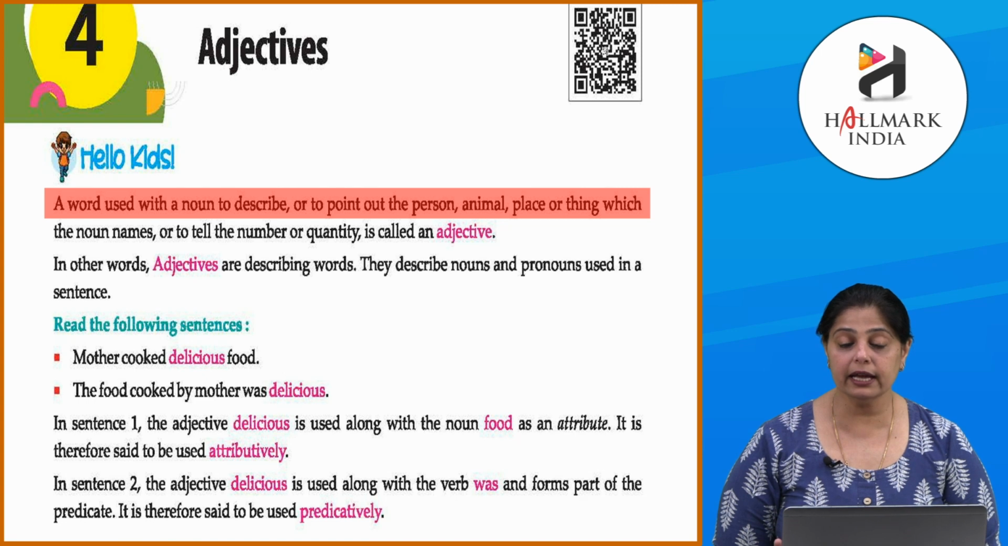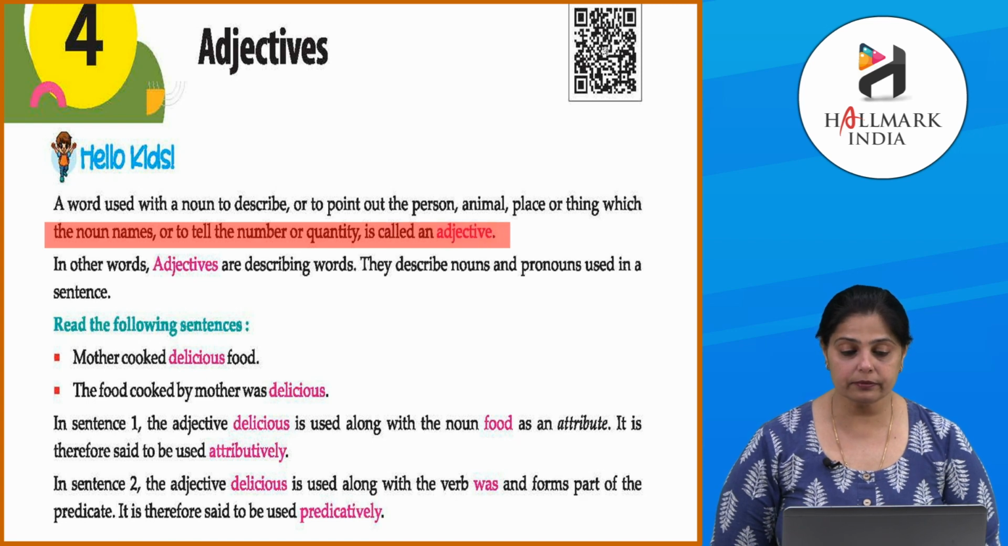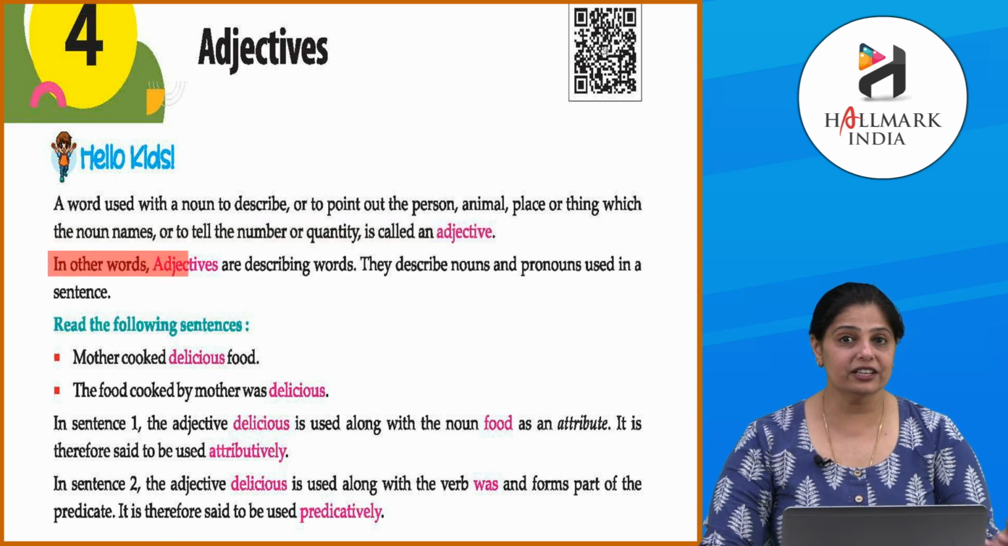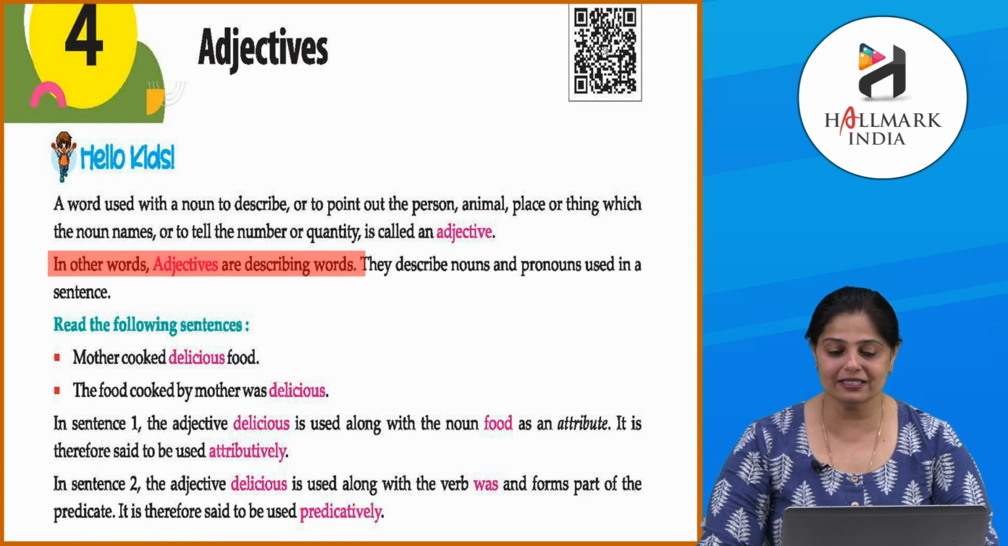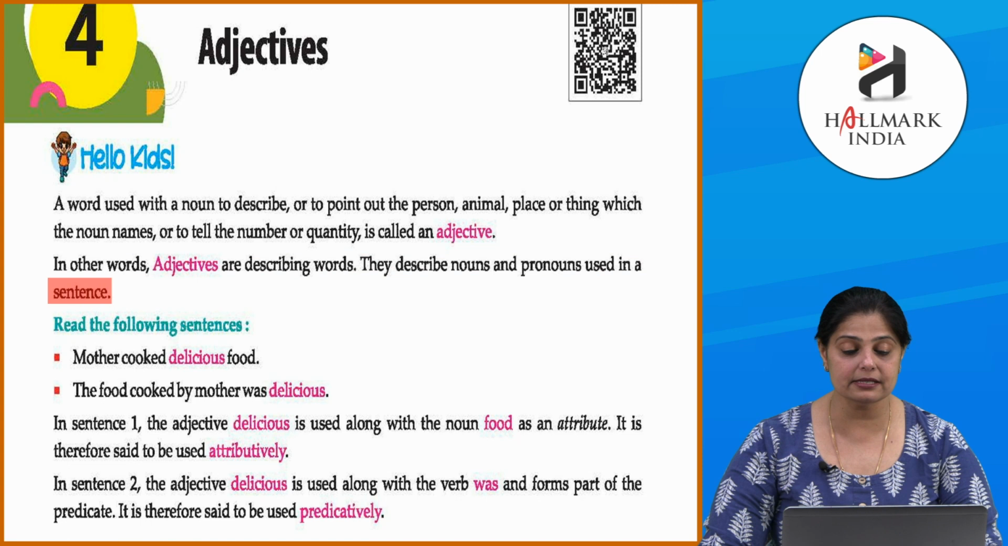So adjective क्या होता है? It describes, it points out the person, animal, place, thing, which is the noun name, or it tells the number or quantity. Now, in other words, adjectives are describing words. They describe nouns and pronouns used in the sentence.